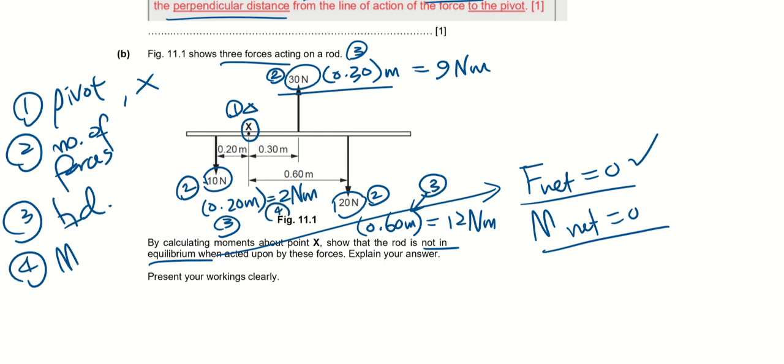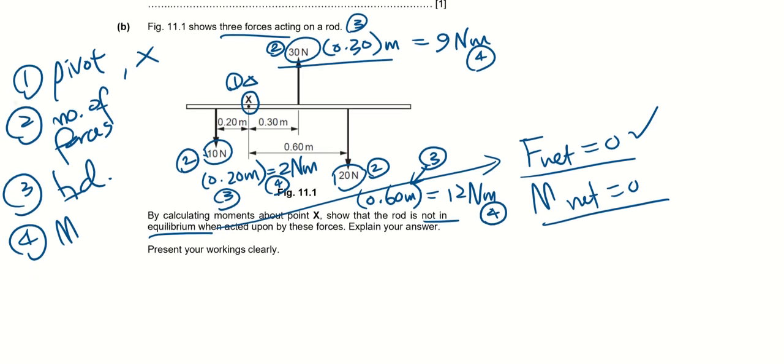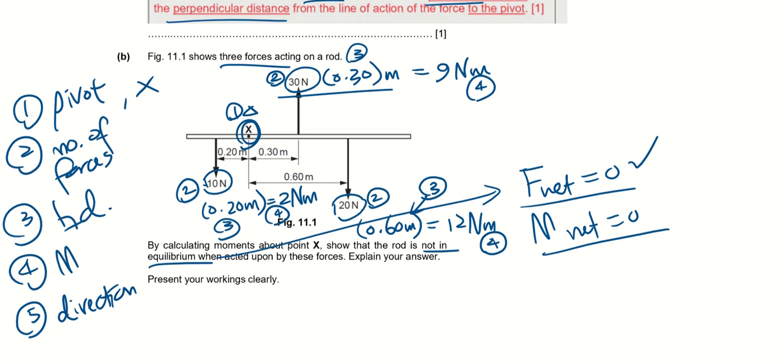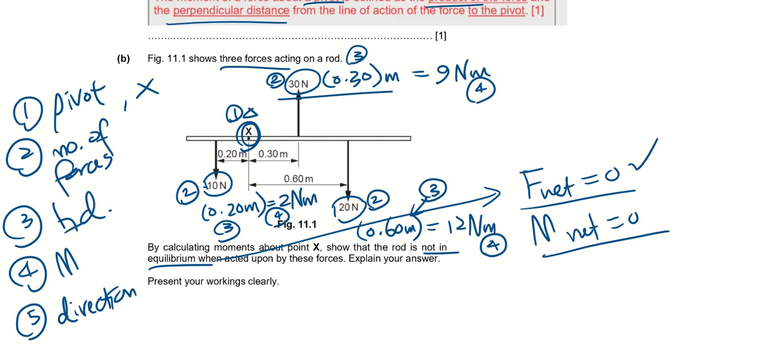So this is my step 4. Okay, step 4. Right, step 5, I have to assign direction. With respect to the pivot at X, this moment will be an anti-clockwise direction moment. Okay, this will be a clockwise. This is my step 5, and this will be an anti-clockwise, step 5.